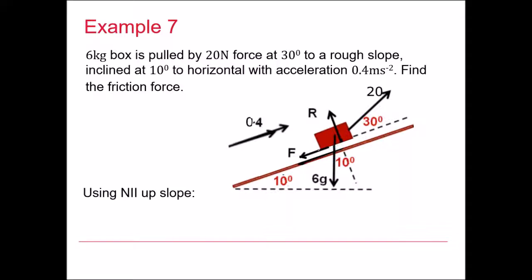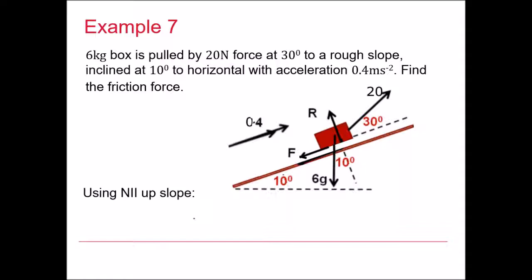So the thing to do here is to resolve along the slope. You could resolve vertically and horizontally, but if you did, you'd end up with two equations, each involving F and R, and you then have to solve those equations simultaneously to find only one unknown that you want, which is F. So it's much simpler to resolve along the slope, and you should give yourself the liberty of choosing the direction which makes the problem the easiest to solve.